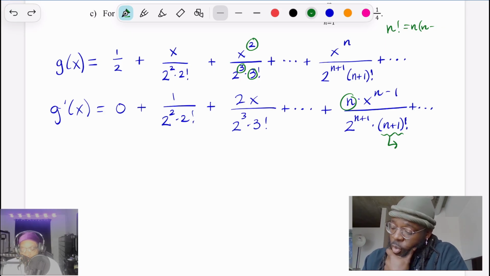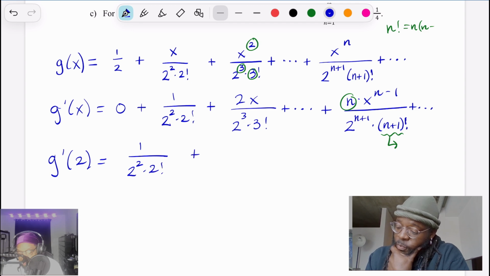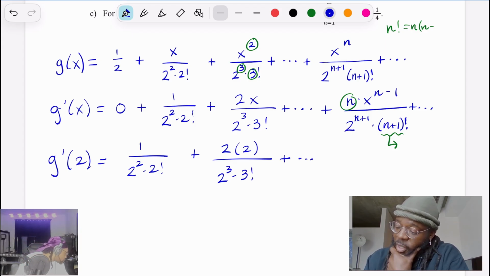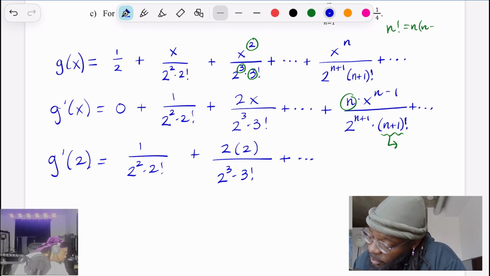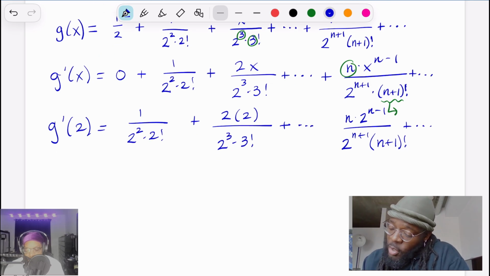Okay, so I'm going to plug in 2. So g prime of 2 equals 1 over 2 squared times 2 factorial plus 2 times 2 over 2 cubed times 3 factorial plus dot, dot, dot. This is going to be n times 2 to the n minus 1 over 2 to the n plus 1 times n plus 1 factorial, right?